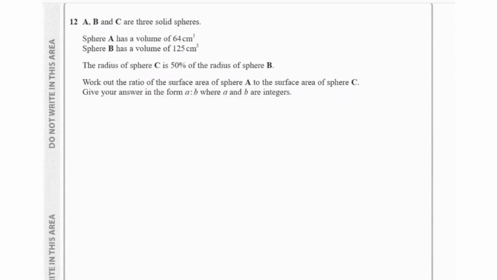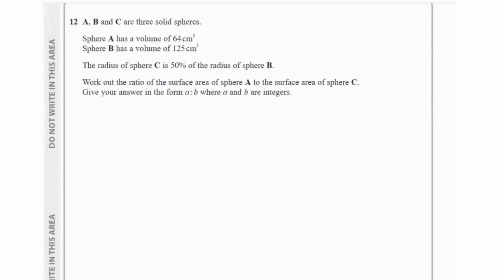Then it says that A, B, and C are three solid spheres. Sphere A has a volume of 64 centimeter cube. Sphere B has a volume of 125 centimeter cube. Radius of sphere C is 50% of the radius of sphere B. Work out the ratio of the surface area of sphere A to the surface area of sphere C, giving us the form of A is to B, where A and B are integers.